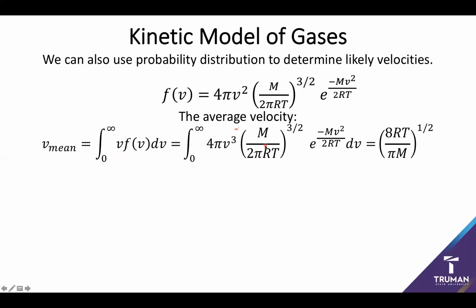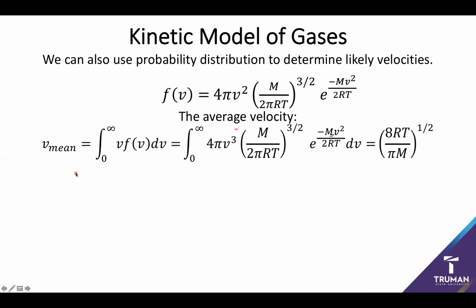Turns out, this is a Gaussian. I go to my integral tables, look it up, and find a mean value of the square root of 8RT over pi times the molecular weight. So a nice general expression for the average velocity of a system.